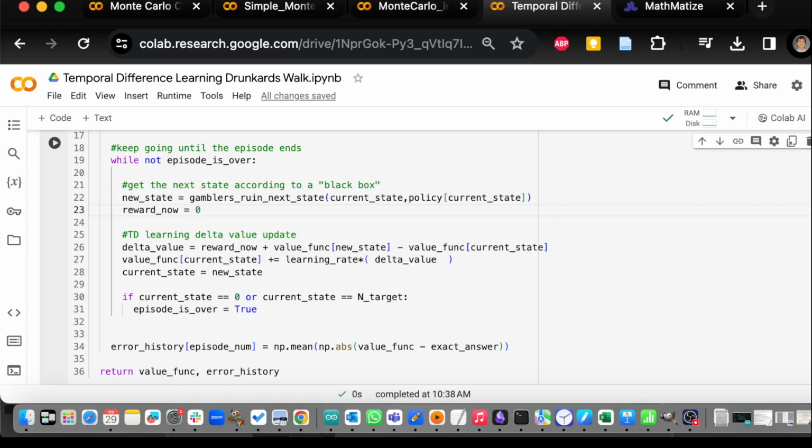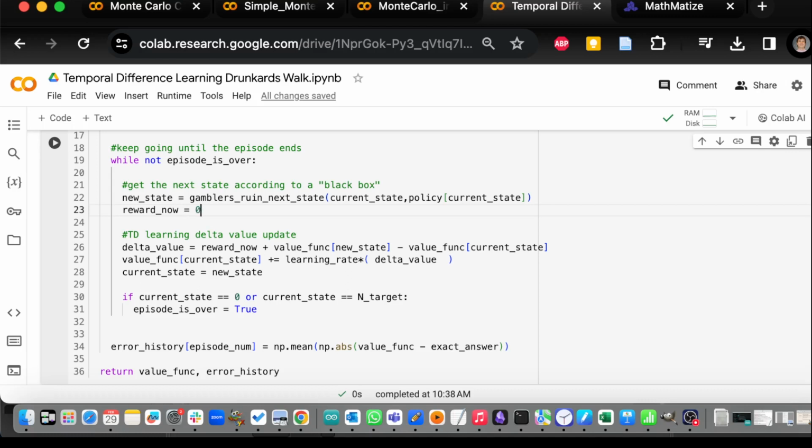Right. So rather than setting the last index as 1, in the episode, if I said, like, if current state equals 0 or the target state, I would add reward now is equal to 1, and then that gets updated. Yeah, you could do it that way.